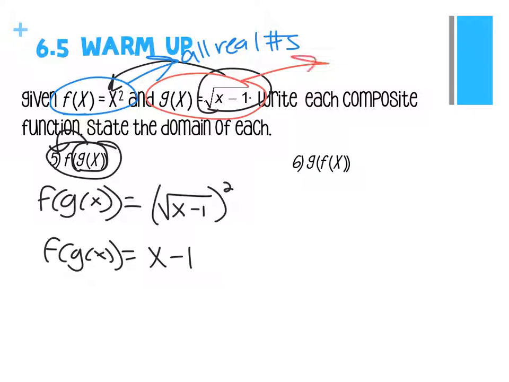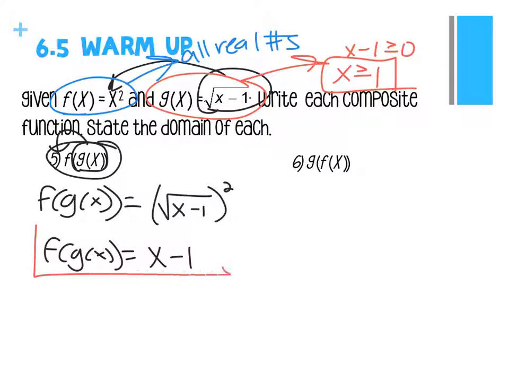How about g of x? Variable in the denominator? No. Variable under square root? Yes. So I set whatever's under that root greater than or equal to 0 because I can't square root a negative number. So x has to be greater than or equal to 1. That would be the domain for g of x.